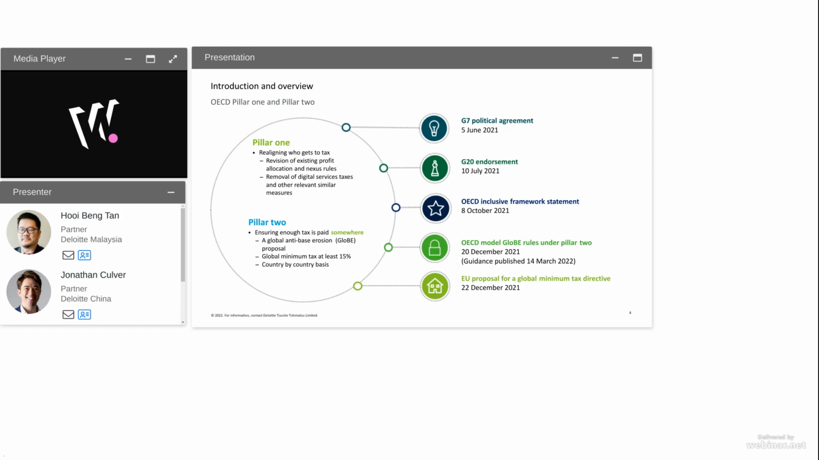Now, you'll remember that Pillar 1 is the rule about the allocation of taxing rights. It's about who gets to tax the income of a multinational group, and it's meant to apply to the largest multinational groups, so those with a turnover of over 20 billion euro and above. And it's meant to signal the removal of digital services taxes, DSTs, around the world.